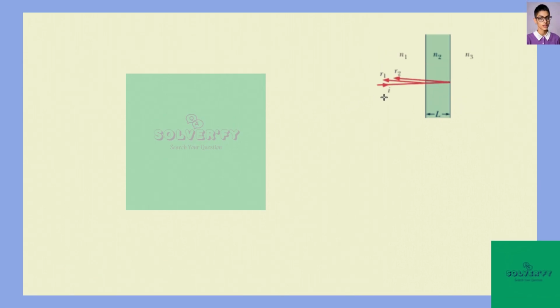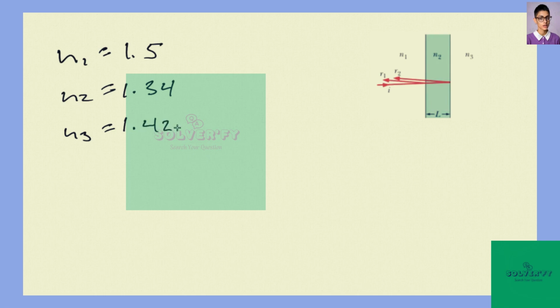In this problem, we're going to shine light on a sequence of 3 different materials, each having its own index of refraction, N1, N2, and N3. We're given that the indices of refraction are N1 equals 1.5, N2 equals 1.34, and N3 equals 1.42.